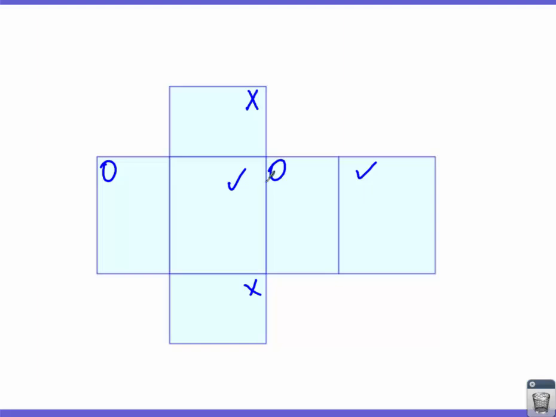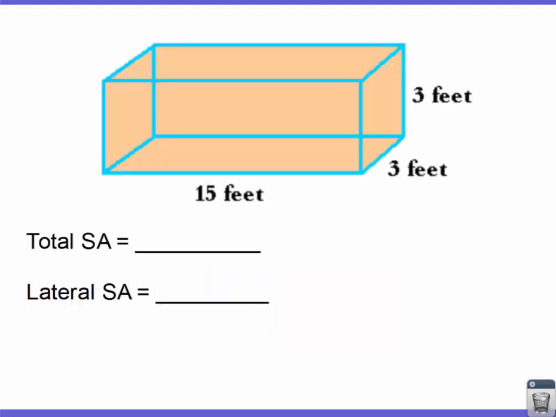So let's see if we can actually do one of these problems. Let's find total surface area first, and then we'll do lateral surface area. The first thing we've got to do is look at the dimensions of this rectangular prism, and I need to find its pieces. So let's start off with the bottom, this base, this piece right down here. What are the dimensions of that rectangle?